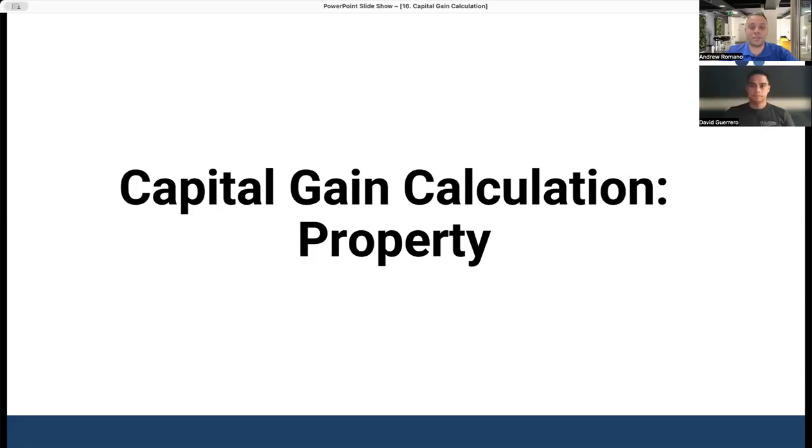Hey everyone, so in today's video, we're going to be going through an example of a capital gain when it comes to selling an investment property, because heaps of people have been asking me, and I thought we'll just run through an example.